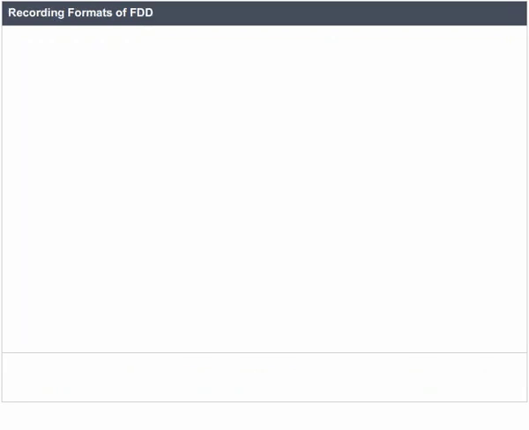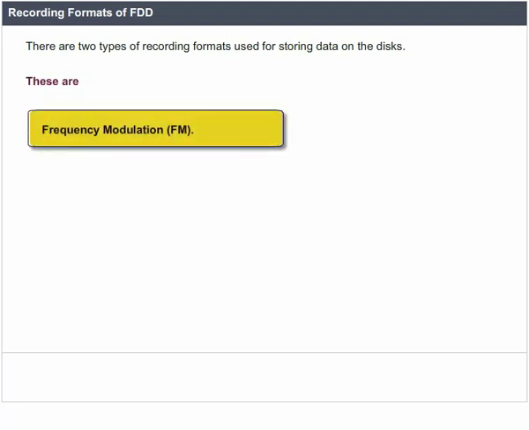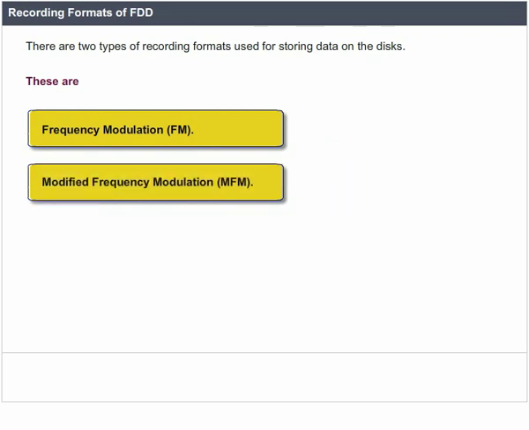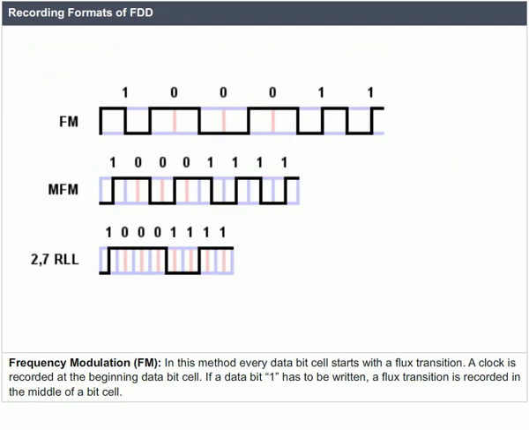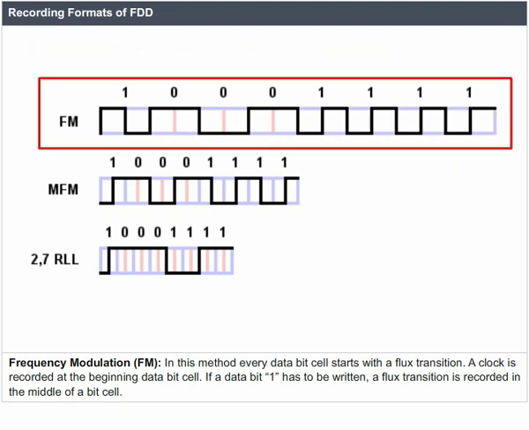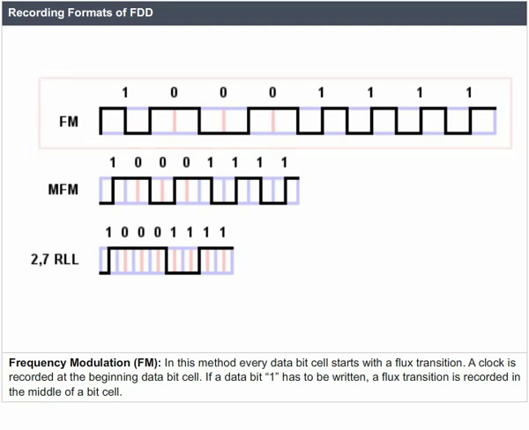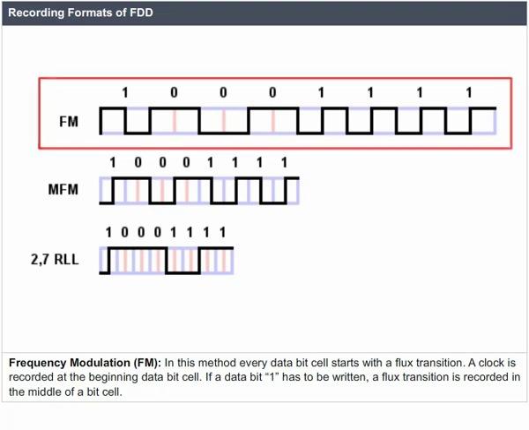Recording formats of FDD. There are two types of recording formats used for storing data on the disks. These are frequency modulation and modified frequency modulation. Frequency modulation. In this method, every data bit cell starts with a flux transition. A clock is recorded at the beginning of the data bit cell. If a data bit 1 has to be written, a flux transition is recorded in the middle of a bit cell.